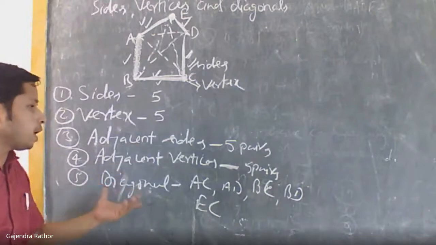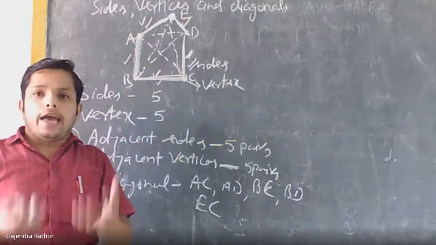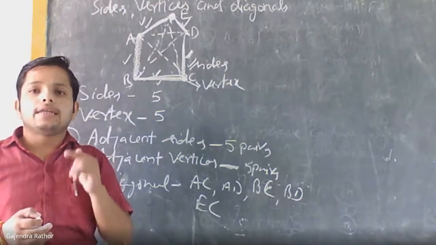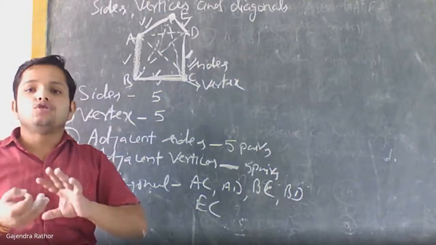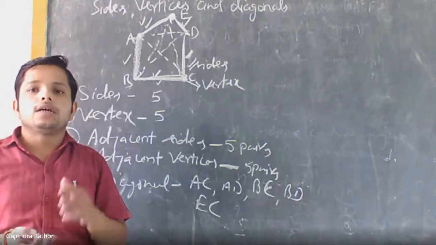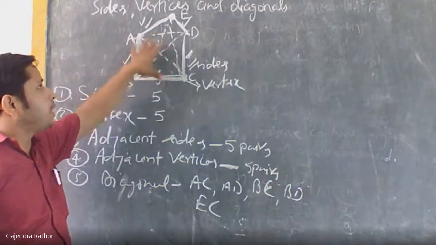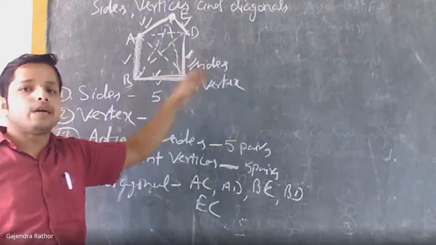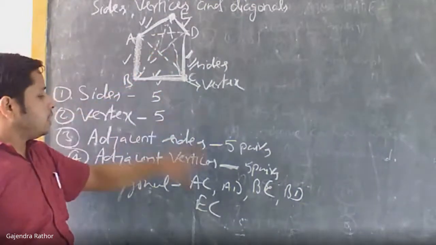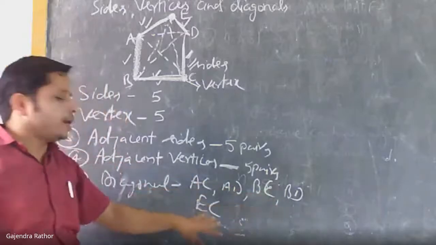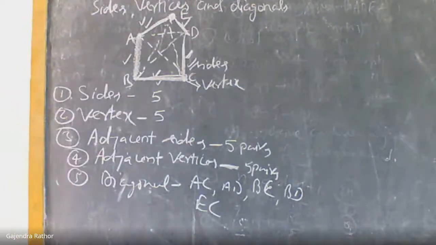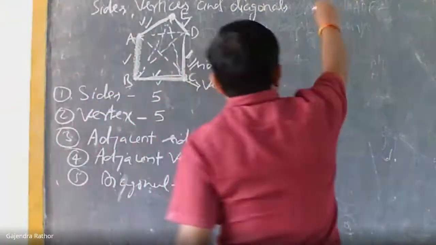Next, the diagonals. When we join any two vertices that are not adjacent vertices, the line by which we join them will be called a diagonal. For example, I join five pairs of non-adjacent vertices. So here AC, AD, BE, BD and BC are the five diagonals in this polygon. So like this, we can draw polygons in any shape. Okay, so let's continue.